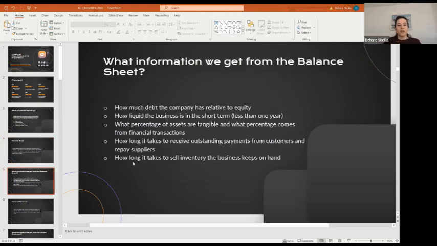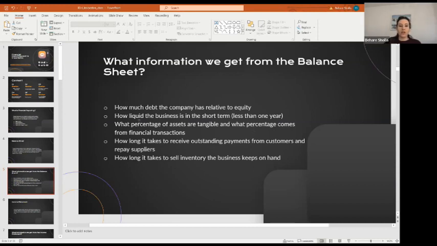Okay, so here I have divided some information that we can get from the balance sheet. First, when we check a balance sheet, we can say how much the company has related to equity. This is just what we said. So basically, we take all the assets of the company, then we use these assets to pay all the liabilities, and then what is left is the company's equity.